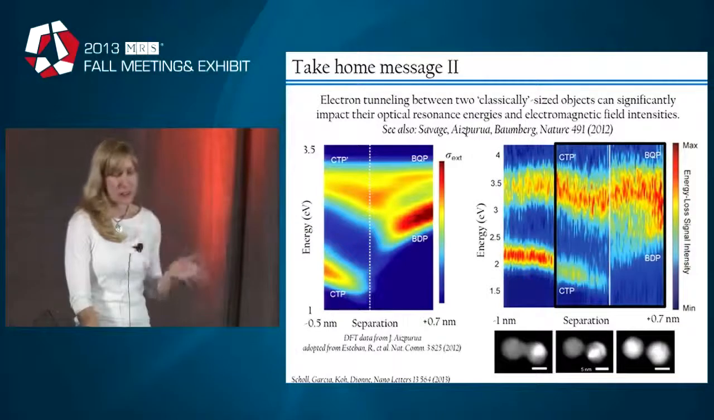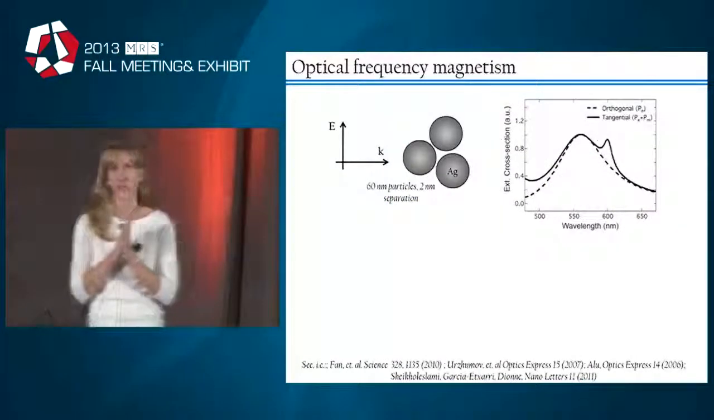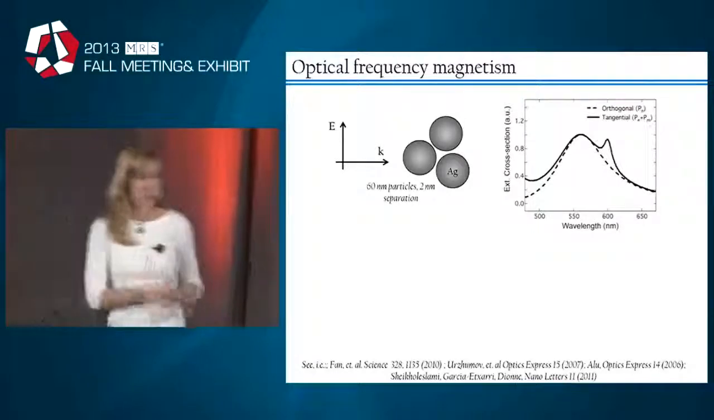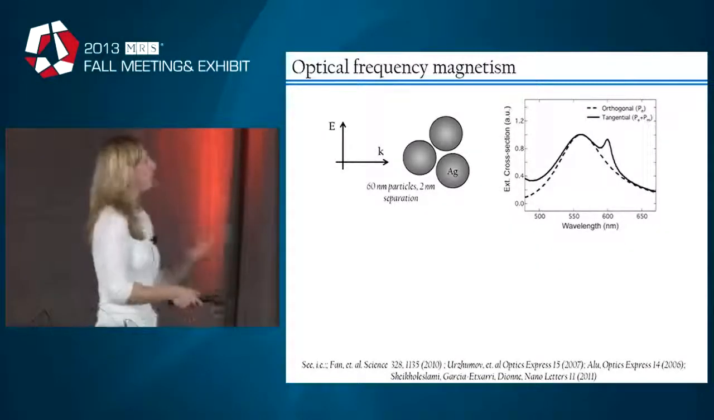Okay, in the final part of my talk, I wanted to show you what happens when we have 3 nanoparticles. We talked about 1, we talked about 2, so hopefully we're at a point where we can understand what's happening with 3. So let's consider 3 60 nanometer silver nanoparticles.